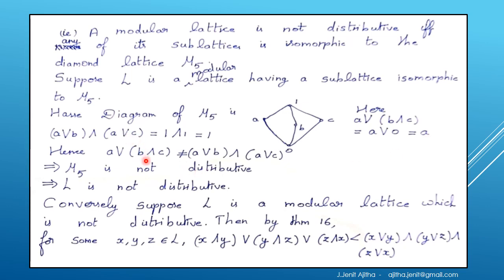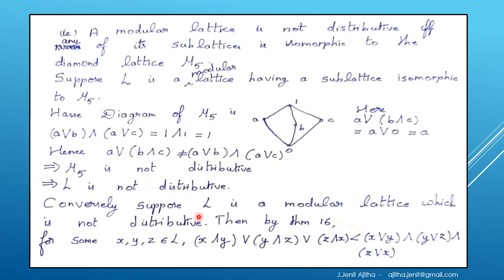So equality does not hold here. Both are not equal. Hence, the distributive property is not satisfied. Therefore, M5 is not distributive. And since L is a modular lattice with a sublattice isomorphic to M5, clearly L is also not distributive.